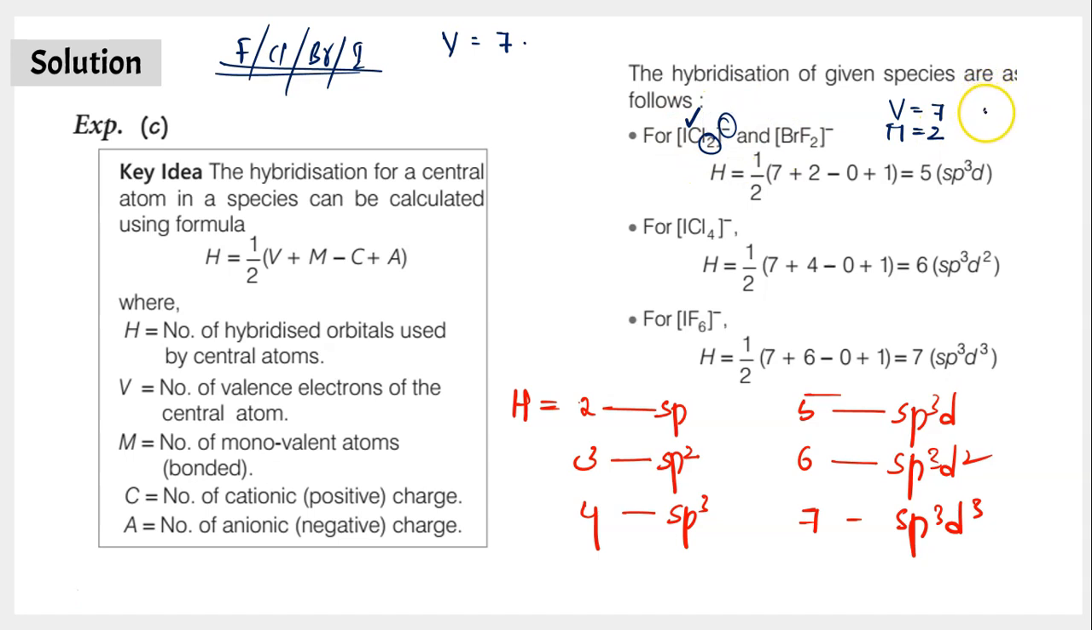So over here, the total anionic charge A is equal to 1, and there's no cationic charge. So C is equal to 0. When we substitute the values and simplify this formula, H turns out to be 5. And when H value is equal to 5, hybridization is sp3d. And similarly, when you solve it for BrF2 minus, ICl4 minus, IF6 minus, the number of hybrid orbitals come out to be 5, 6 and 7 respectively, and thereby you can figure out what the hybridization is.